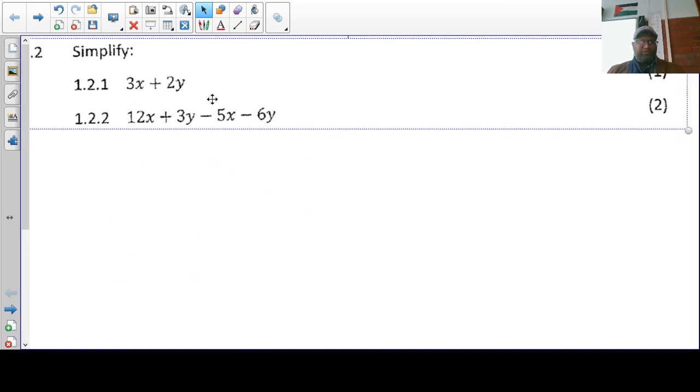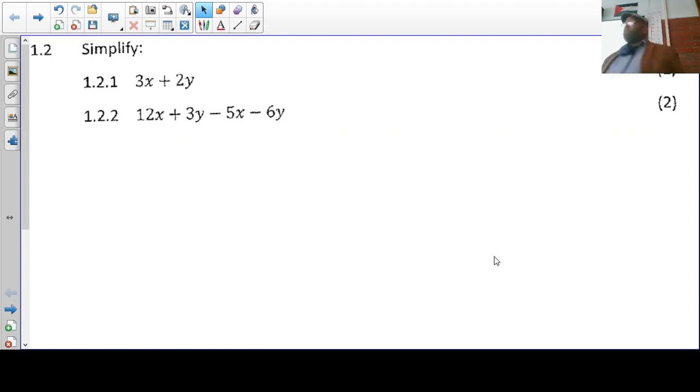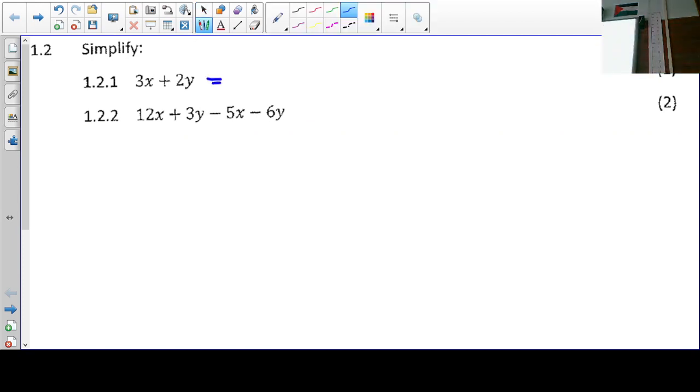So in question 1.2, the question says simplify. So if I look at 1.2.1, can I add these terms? No, they are unlike. So the answer is 3x plus 2y. You all agree with that? In question 1.2.2, here I'm going to look for like terms. 12x is a like term to negative 5x and 3y with negative 6y. You all agree with that? Any confusion? No. So 12 minus 5 is 7. 12x minus 5x is 7x. What is 3y minus 6y? Minus 3y. Okay.